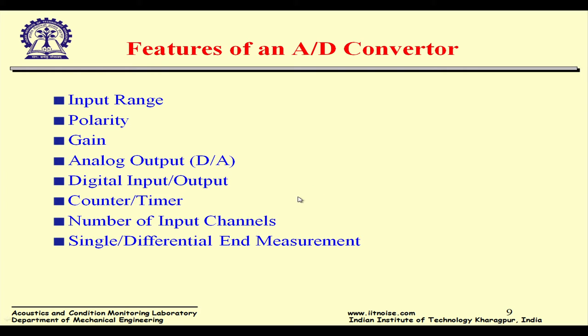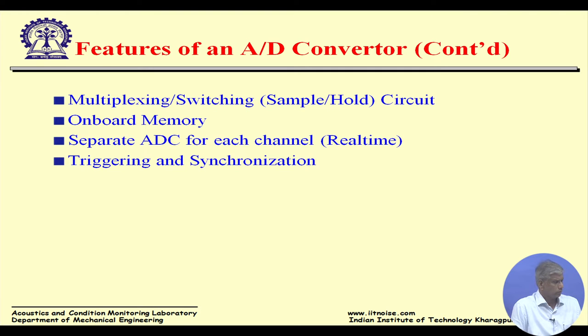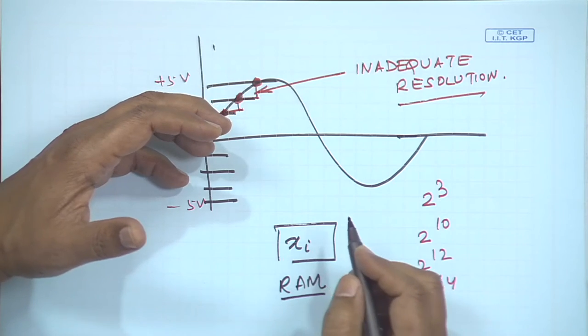If you go to the market, there are many features of A to D converters, and these are there in your notes, so I will not go into them in detail right now. Of course, this xi needs to be stored in some place like random access memory. Some of these A to D devices have onboard memory, or they have a data transfer protocol by which this digital data can be stored onto the memory in your computer, which you can access and do your processing.